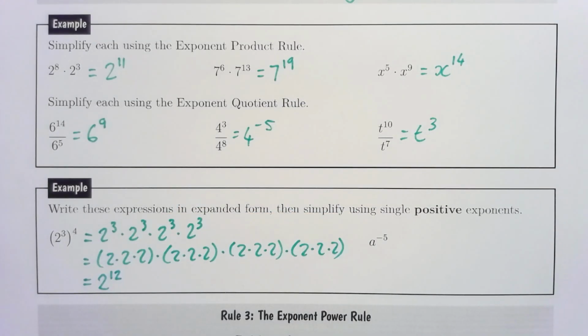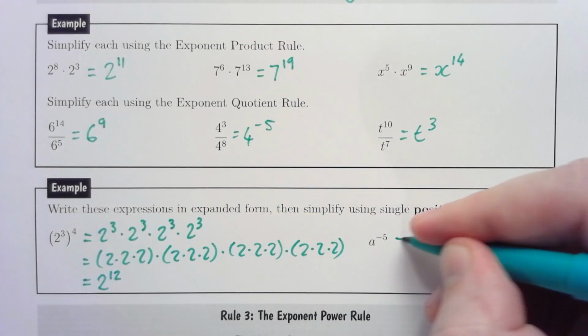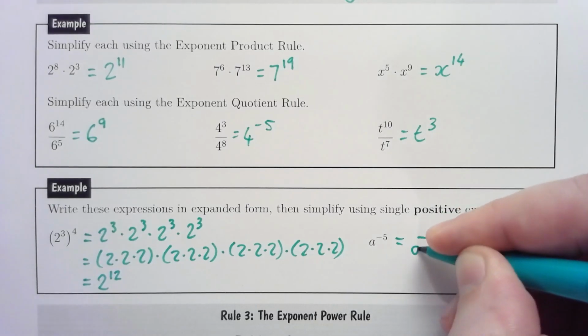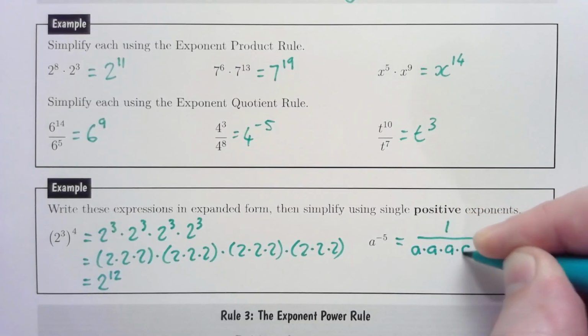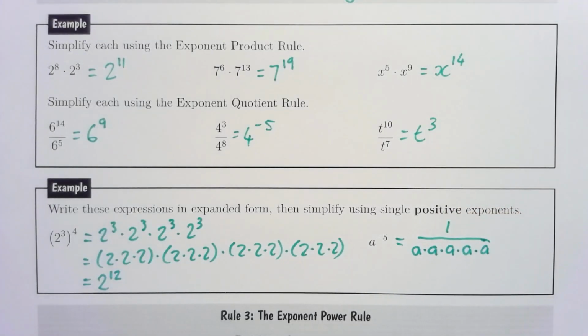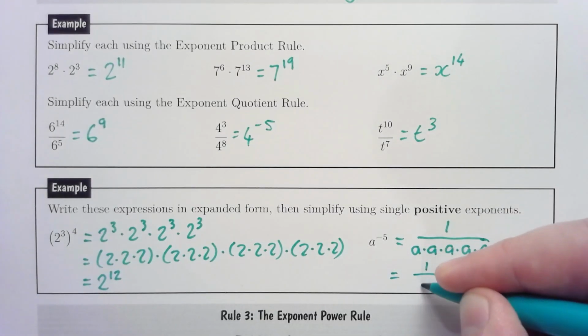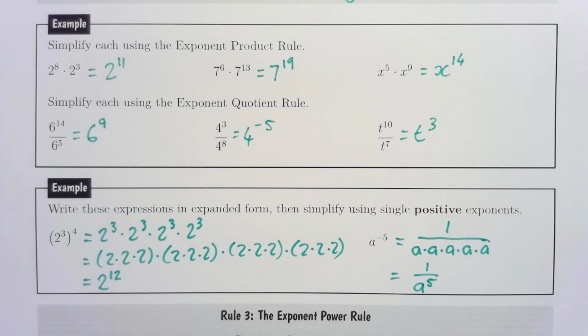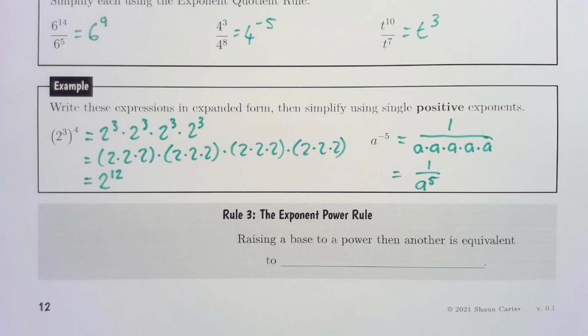Now we already saw in the last lesson how we can expand expressions with a negative exponent. But notice our denominator when we do that is just a series of our base being multiplied. So we can write that as a single positive exponent. So a to the power of negative 5 is the same as 1 divided by a to the power of 5. These give us our two next rules.